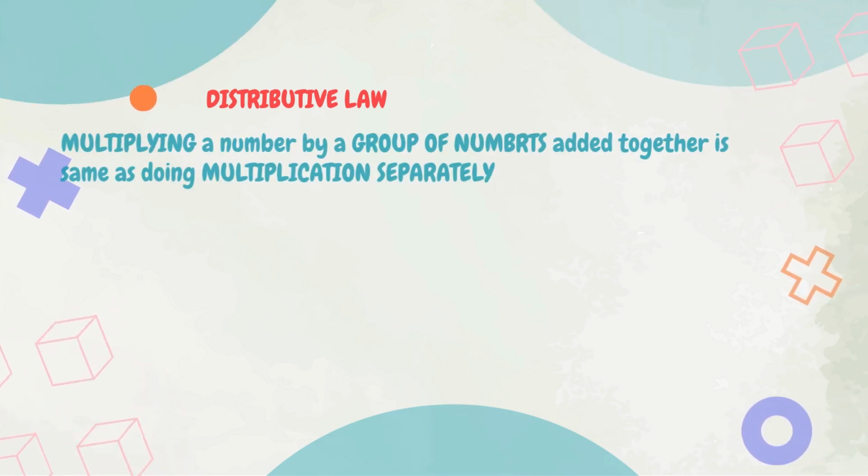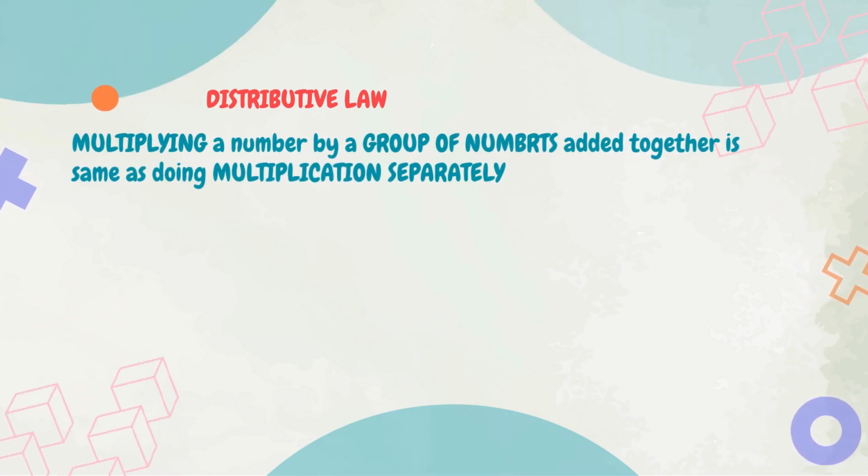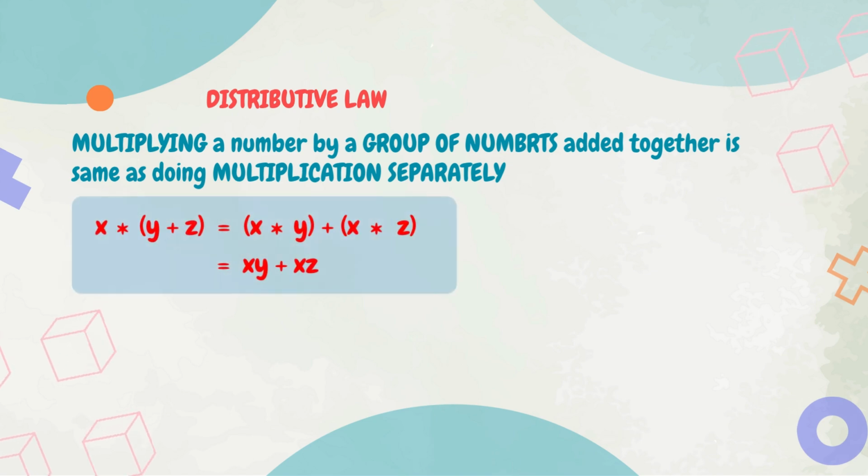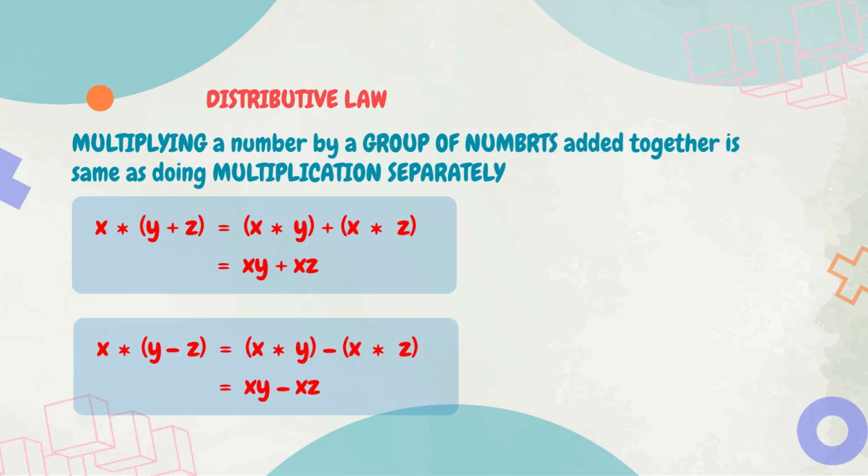Finally, the distributive law is the most exciting. Distributive law states that multiplying a number by a group of numbers added together is the same as doing multiplication separately. If 3 numbers are x, y, and z, then x times (y plus z) is equal to x times y plus x times z. X times y plus x times z is the same as xy plus xz. This means that grouping y plus z, then multiplying the answer with x, gives the same result as multiplying x with y and z separately. Likewise, x times (y minus z) is equal to x times y minus x times z. X times y minus x times z is the same as xy minus xz.